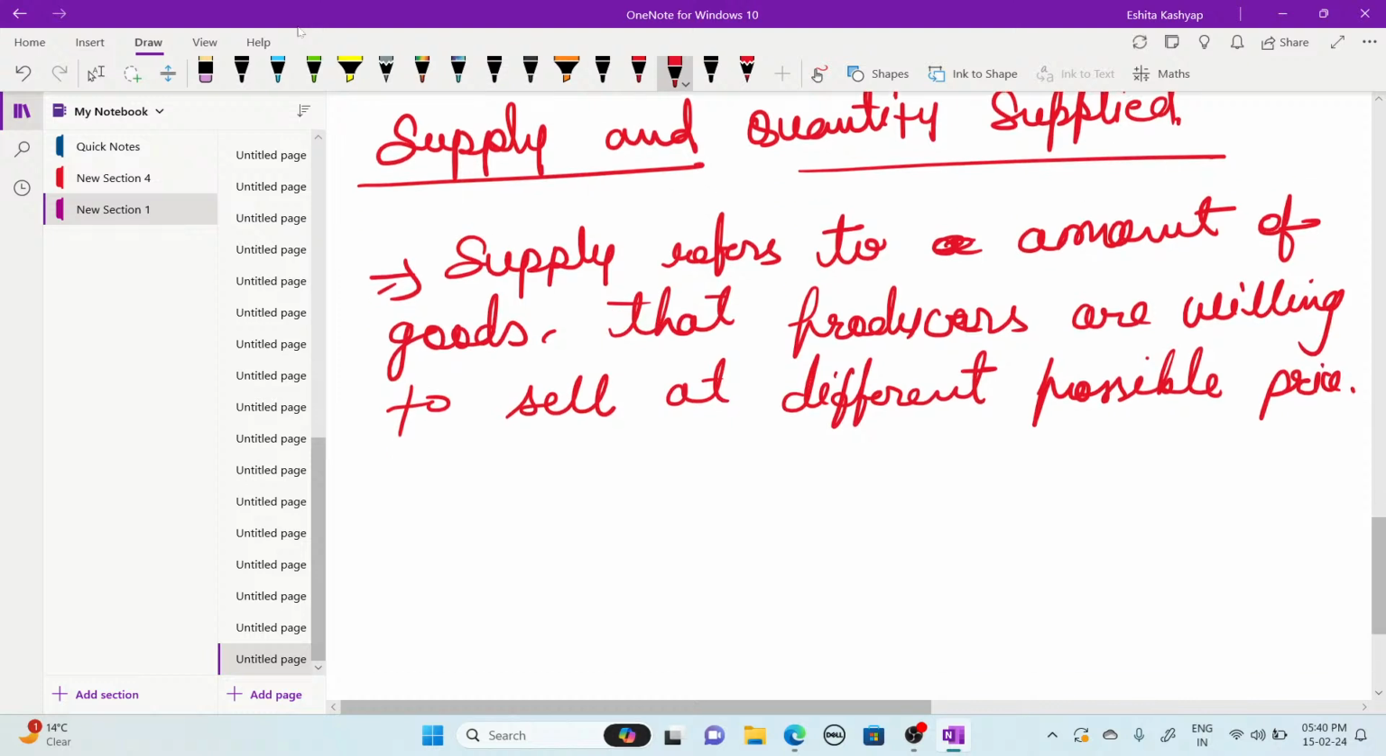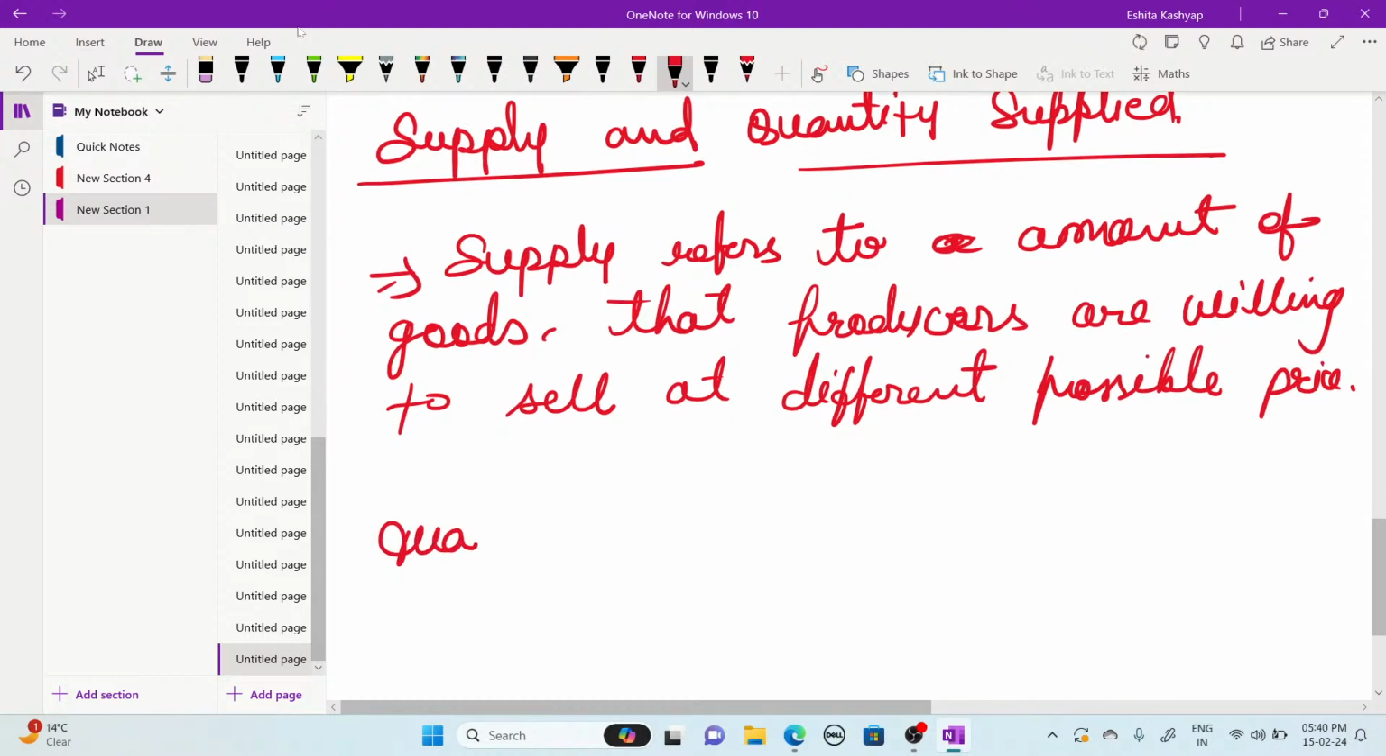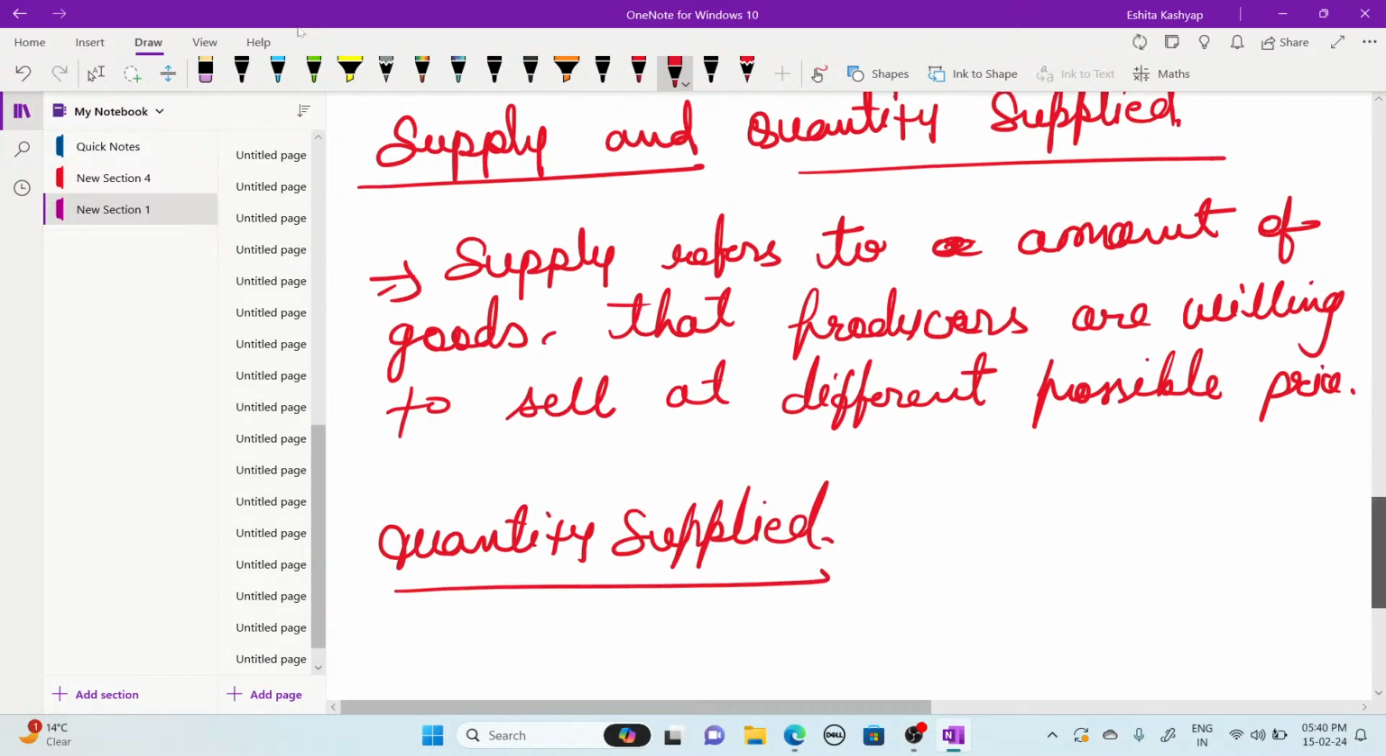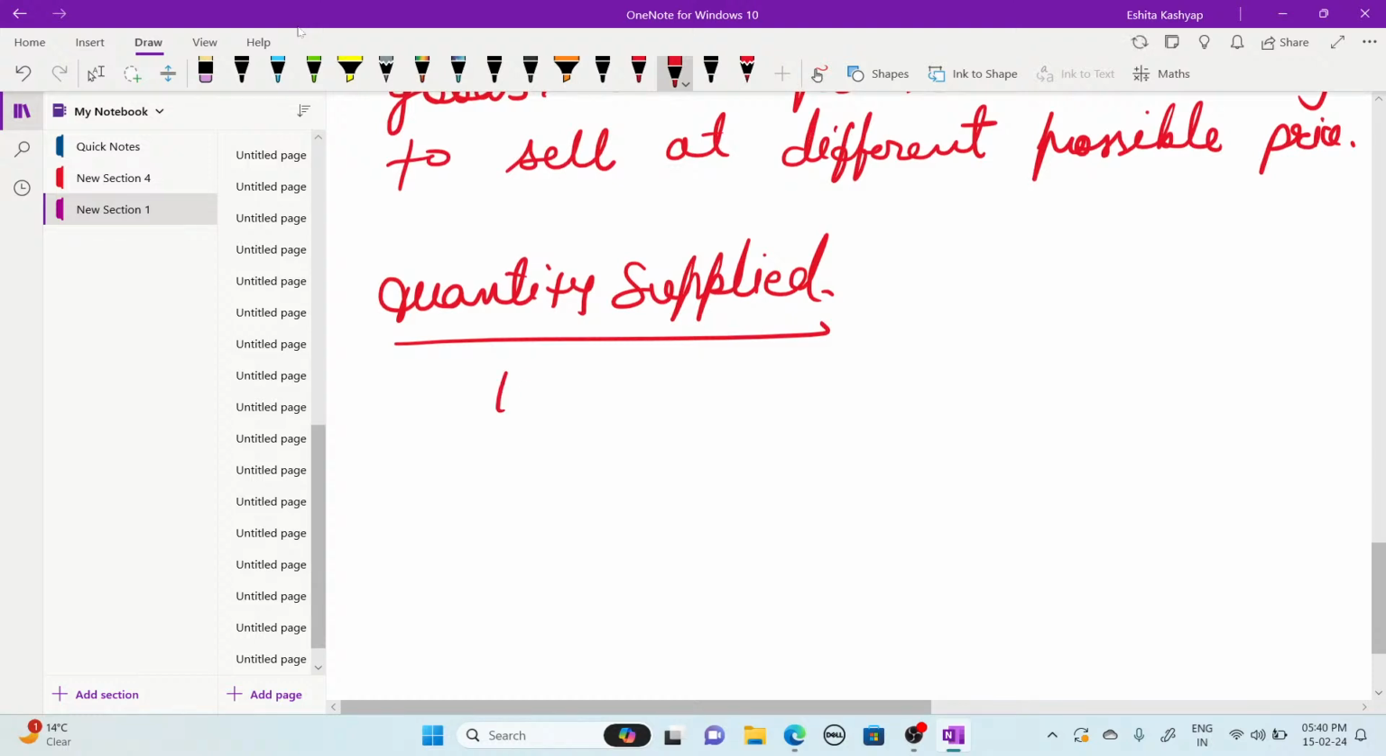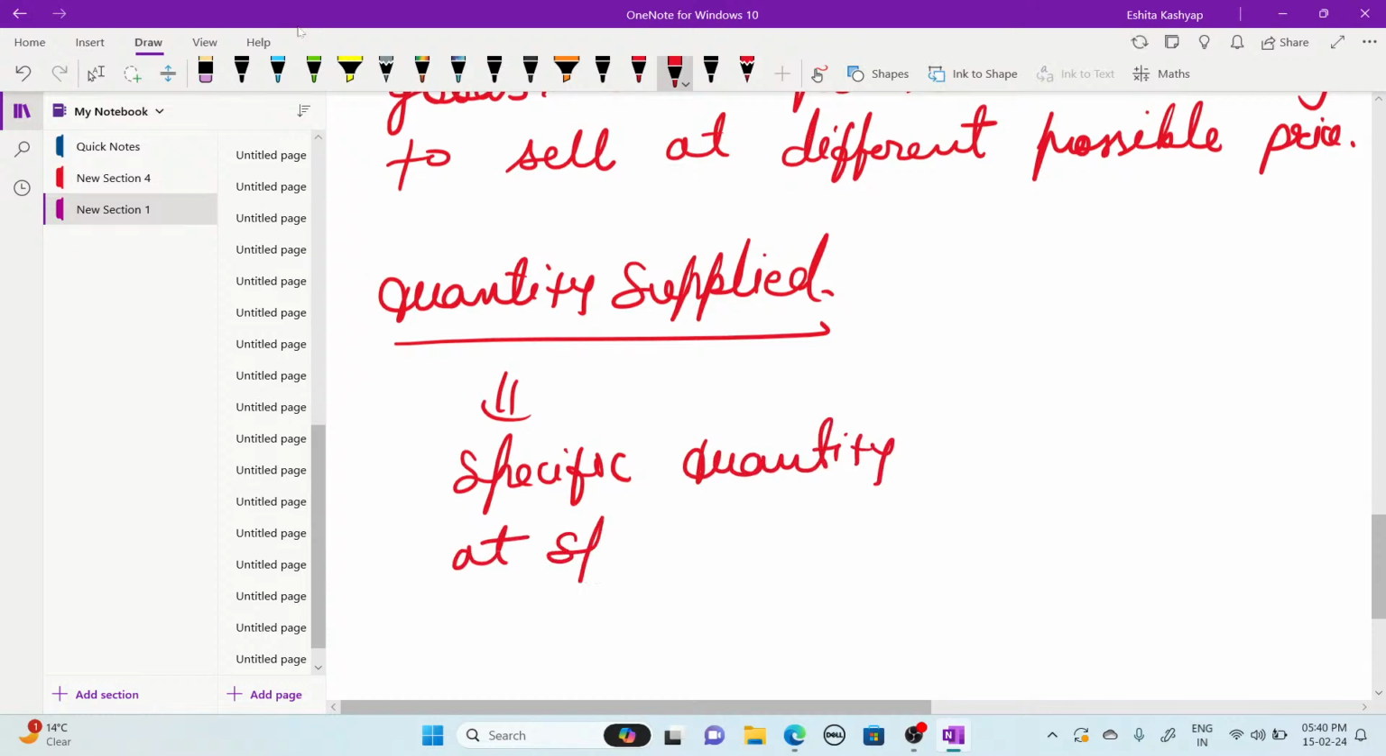Okay, but talking about quantity supplied, so what is quantity supplied? Quantity supplied refers to a specific quantity at a specific price. Okay, so this is the same as demand and quantity demanded, but here supply does matter. Here supply is related. That's what we will talk about in terms of supply. So a specific quantity at a specific price.